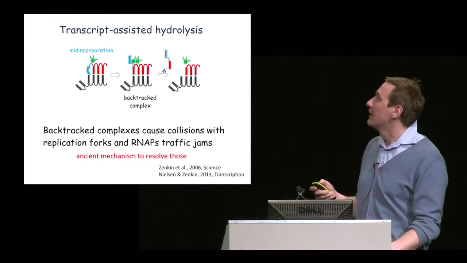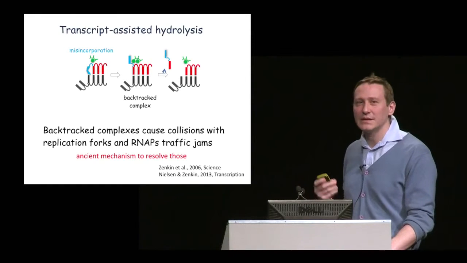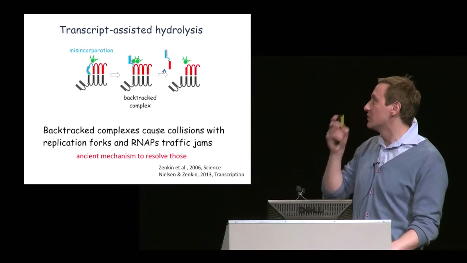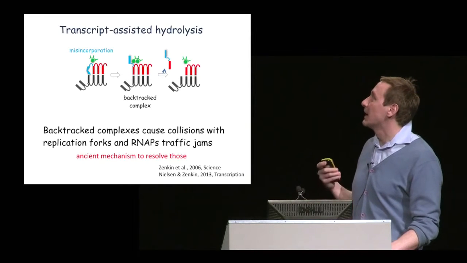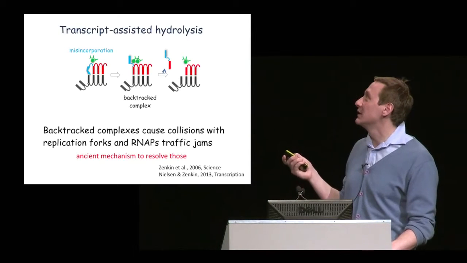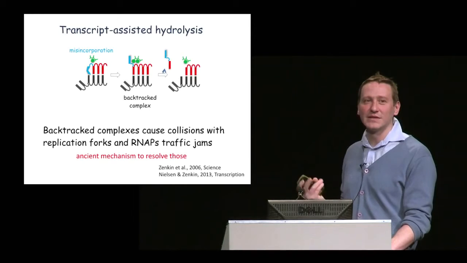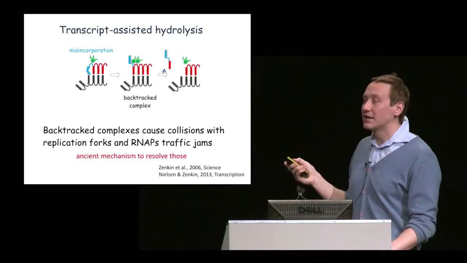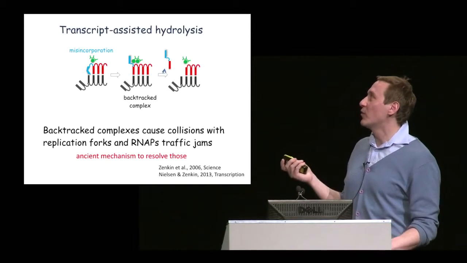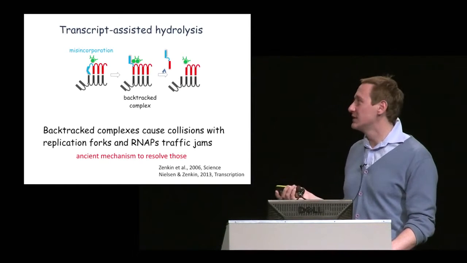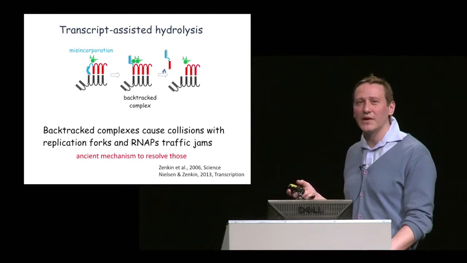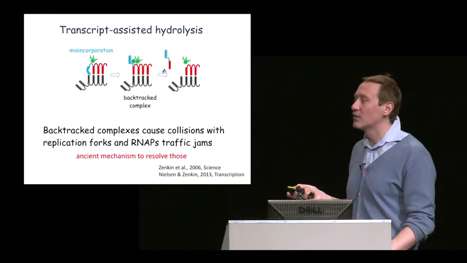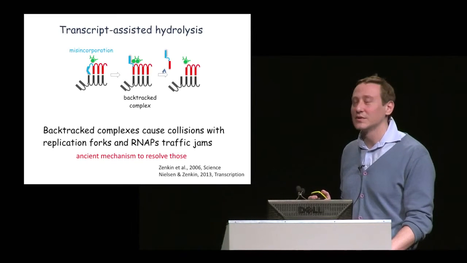Besides misincorporation events, backtracking can happen on some sequences, which I'm not going to go into in detail, but the important thing is that these backtrack complexes cannot extend because the 3' end of the RNA is away from the active center, meaning that they cause pauses. And causing pauses can be very detrimental to cells because they cause traffic jams of RNA polymerases, queuing of RNA polymerases behind the paused RNA polymerase. And they also can cause collisions with replication forks.